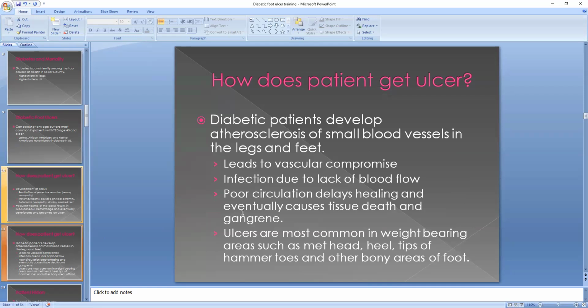And then the patient starts to develop plaque in the arteries because the sugar levels are too high, and that causes vascular compromise. The increased blood sugar in the body also makes them prone to infection. Then you have poor circulation, which delays healing and causes tissue death, and then you get gangrene. Usually these ulcers develop in the weight-bearing areas, such as the metatarsal heads, which are on the plantar, the bottom of the foot, the heel, the tips of the hammer toes, and other bony areas of the foot.